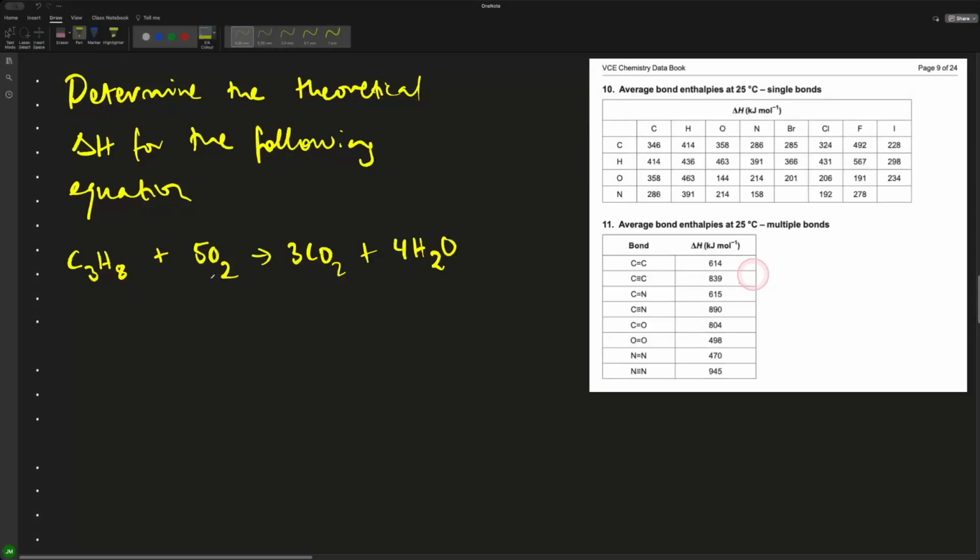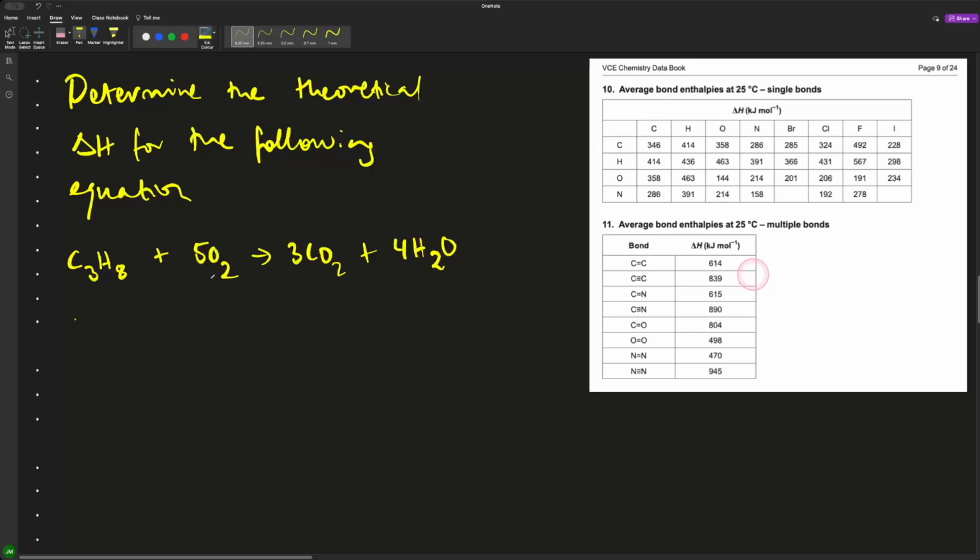Alright, so welcome to this follow-up video on bond enthalpies. Now we're just going to go over an example question to help us practice what we learned in the last video. Okay, so here is an equation. We've got C3H8 plus 5O2 gives us 3CO2 and 4H2O. And we need to figure out the theoretical delta H value. Alright, what is the theoretical delta H value for this equation?